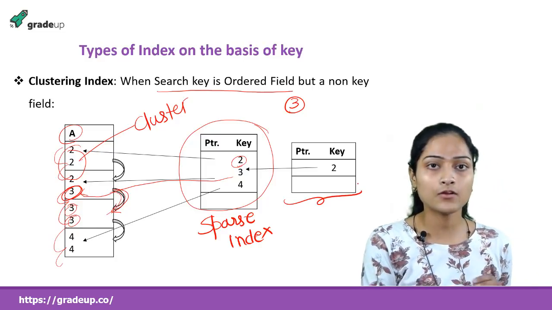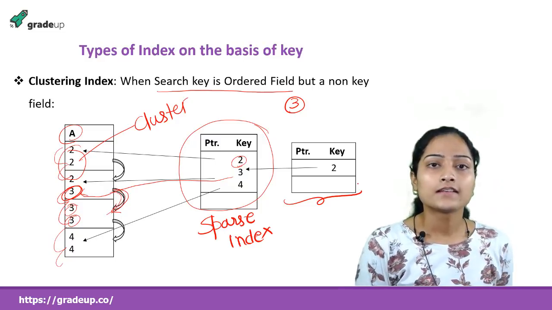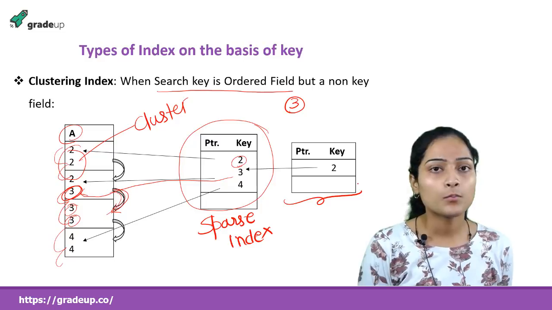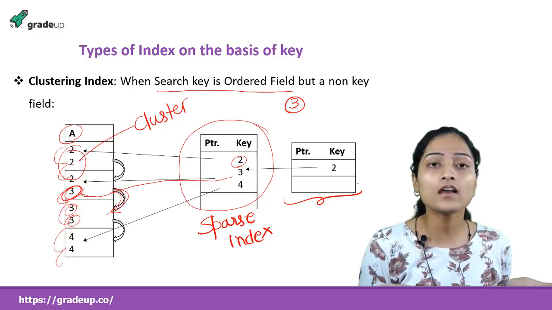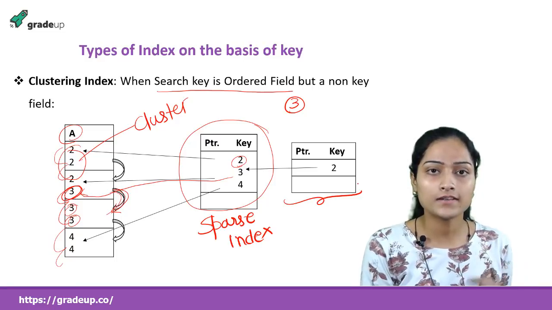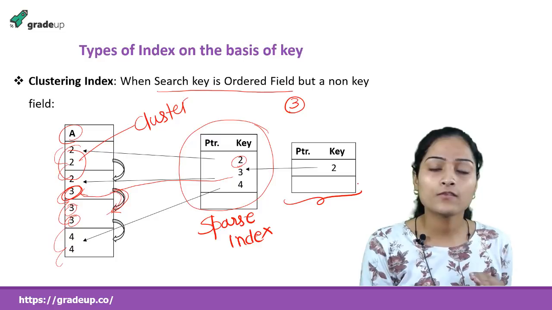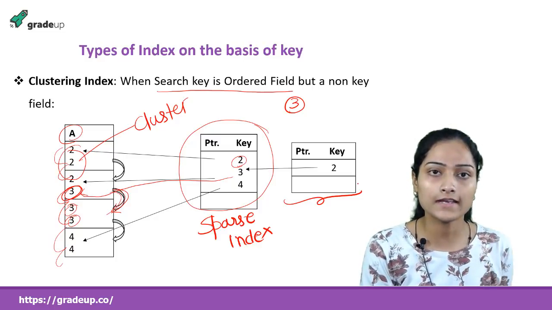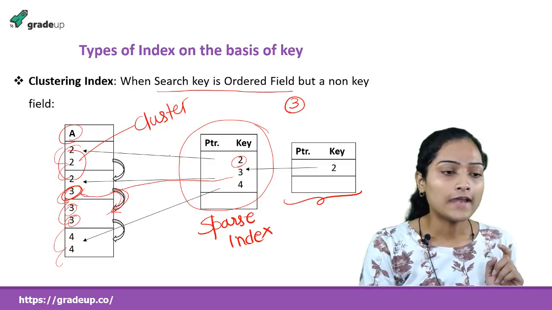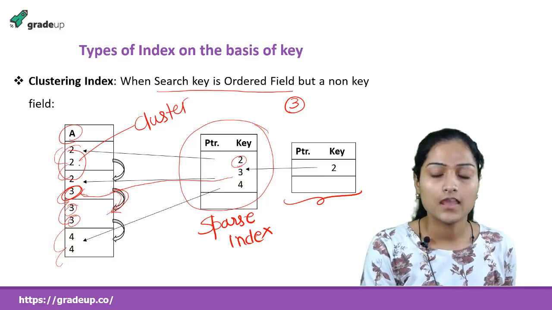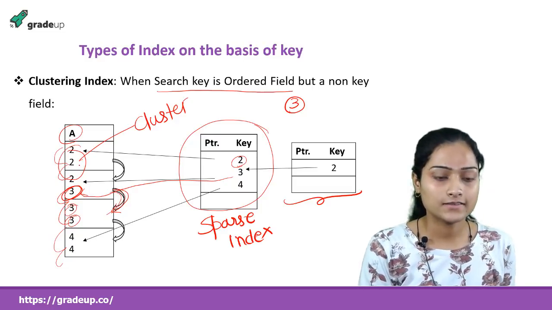So what can you say about the clustering index? A clustering index will be built on a key value which is ordered but which is not a candidate key. Here the key value is not a candidate key but it is an ordered field. You are going to build the index on the basis of clusters. For each and every cluster, you are going to keep an entry in your index table, and the pointer will point to the starting of that cluster. In this manner, the clustering index is built.